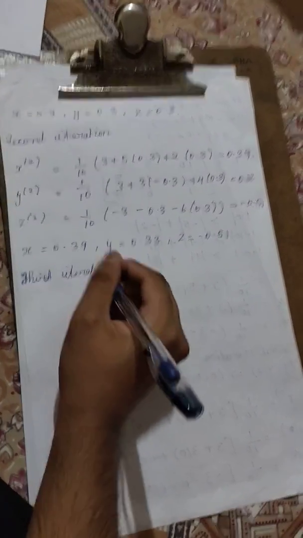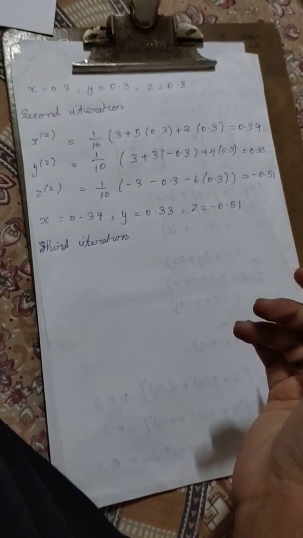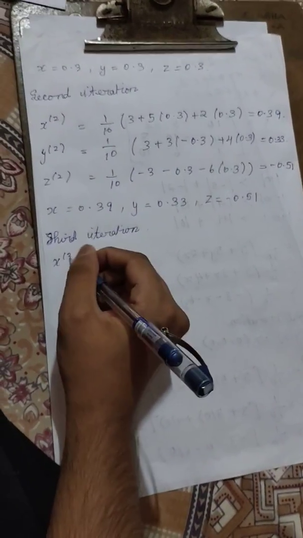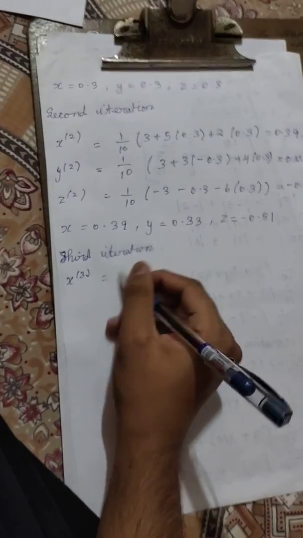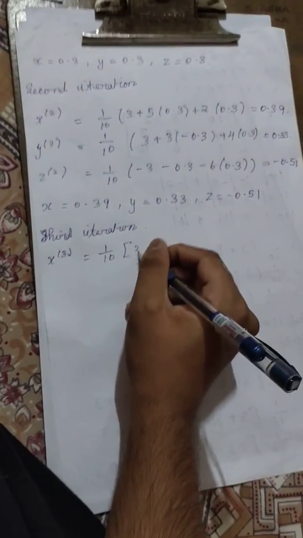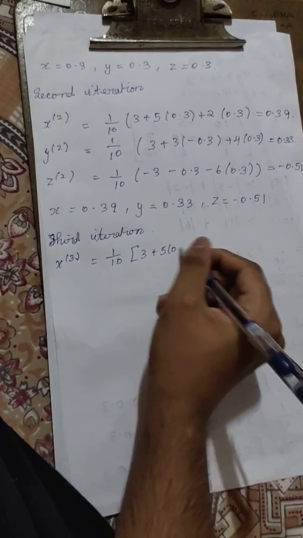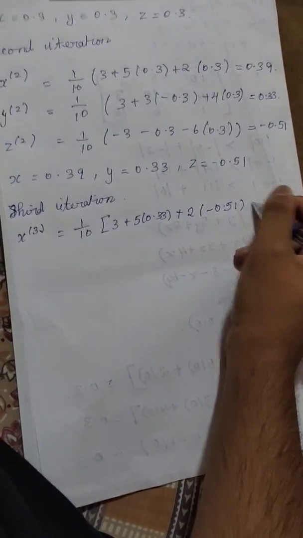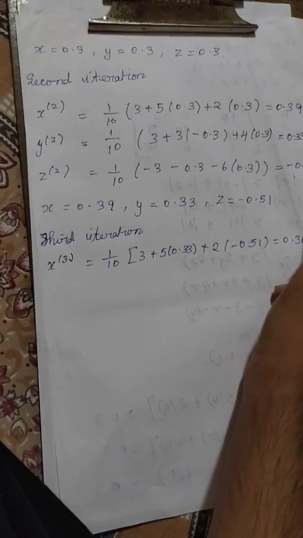The same process is continued until we get the answer. So we can see the third iteration values. x3 is 1 by 10 into 3 plus 5 into 0.33 plus 2 into minus 0.51, which equals 0.363.